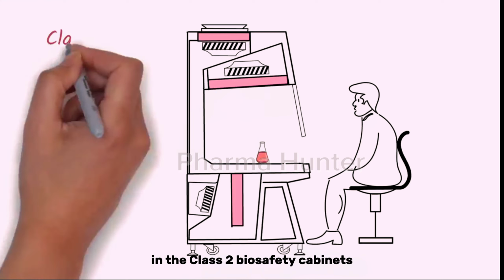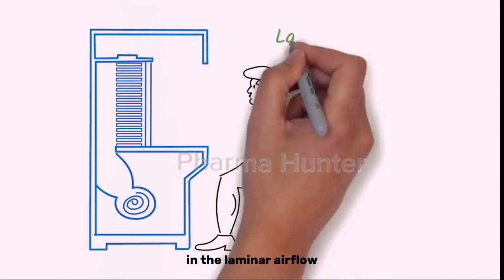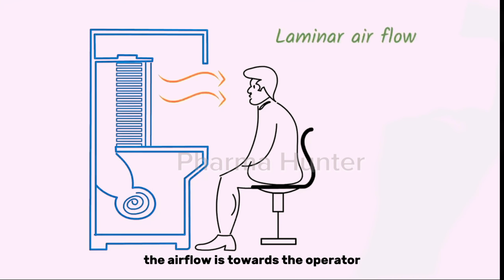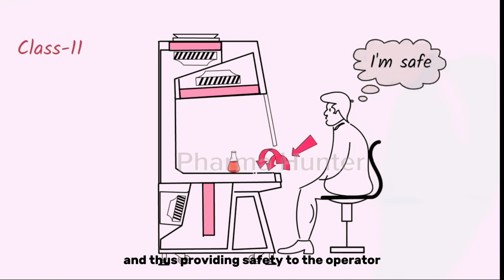On the other hand, in the Class 2 biosafety cabinets, the air enters the cabinet through the front grille. If you remember, in the laminar airflow, the airflow is towards the operator. Whereas in this case, the air is pulled from the front grille, which means the dirty air is pulled from the operator side, and thus providing safety to the operator.